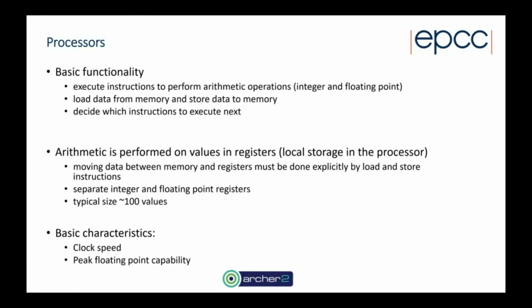Of course, the peak floating point capability is linked to the clock speed, but may have some multipliers of the clock speed. So we'll come on to see you may have multiple floating point units per processor. Each may be able to do multiple instructions at once with vectorization. Each may be able to do special instructions that do things like an add and a multiply together. And so that gives you your overall peak floating point capability.